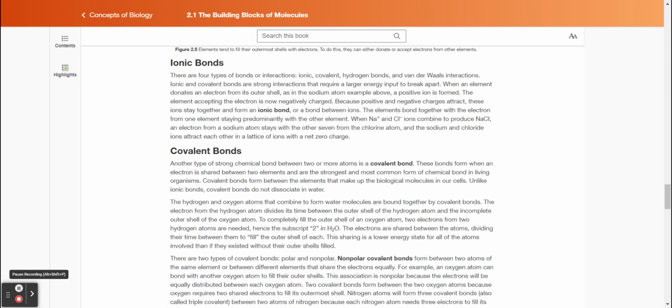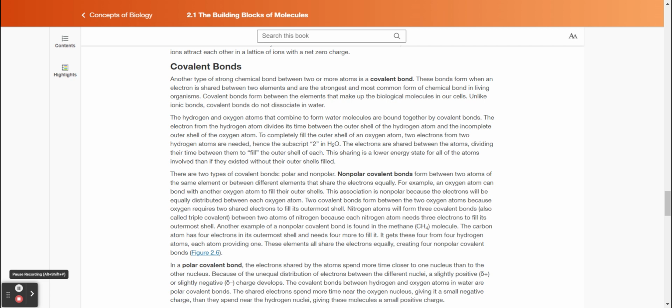Because positive and negative charges attract, these ions stay together and form an ionic bond, or a bond between ions. The elements bond together with the electron from one element staying predominantly with the other element. When sodium ions and chloride ions combine to produce sodium chloride, an electron from a sodium atom stays with the other 7 from the chlorine atom, and the sodium and chloride ions attract each other in a lattice of ions with a net zero charge.